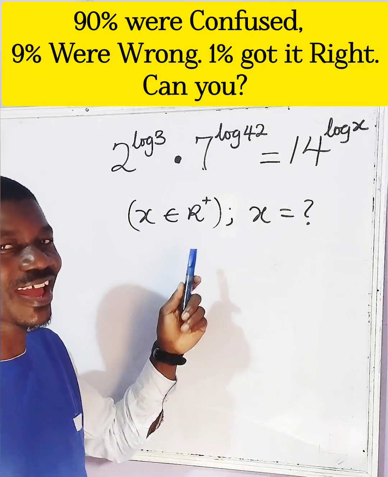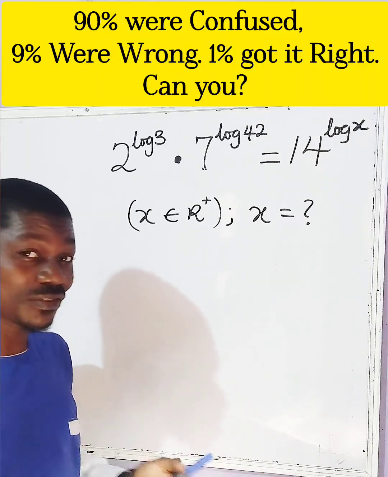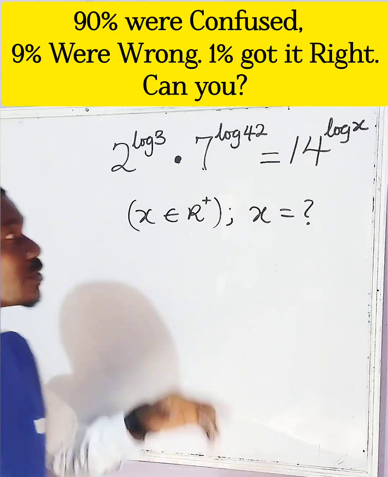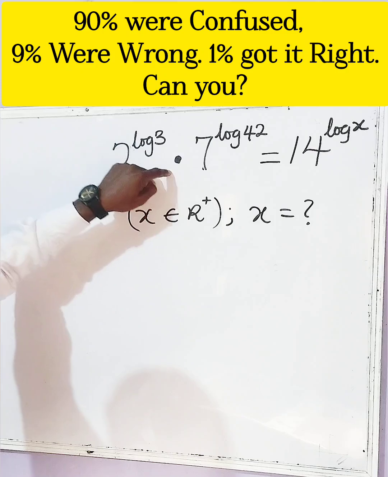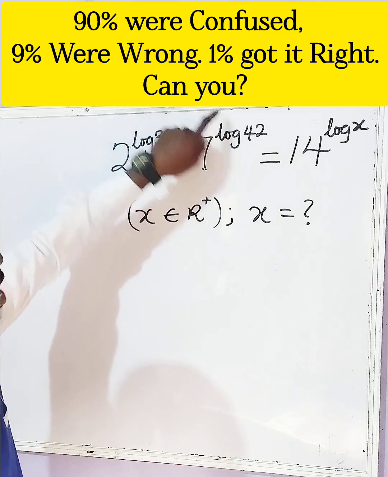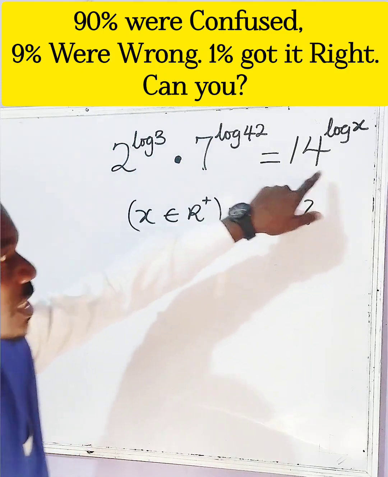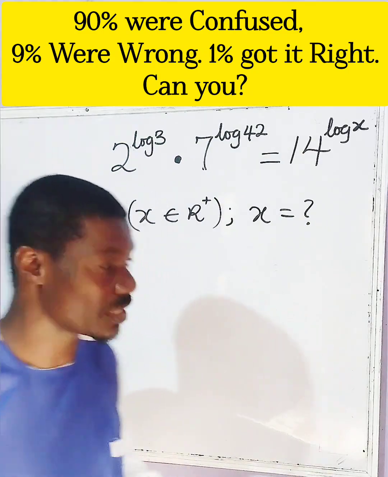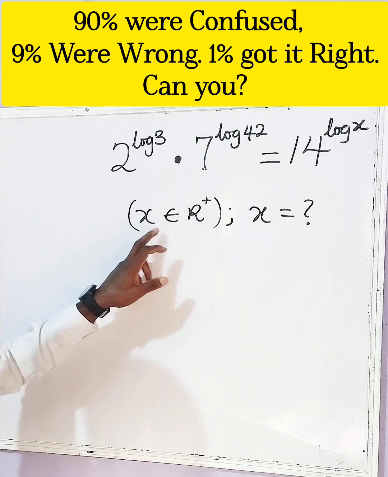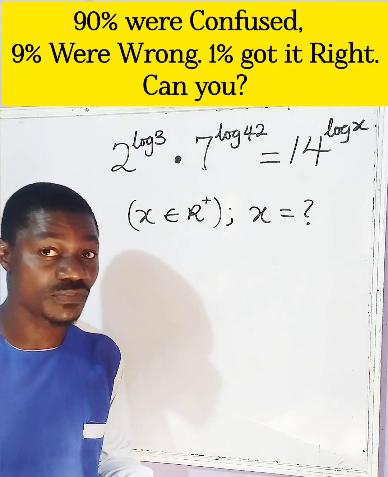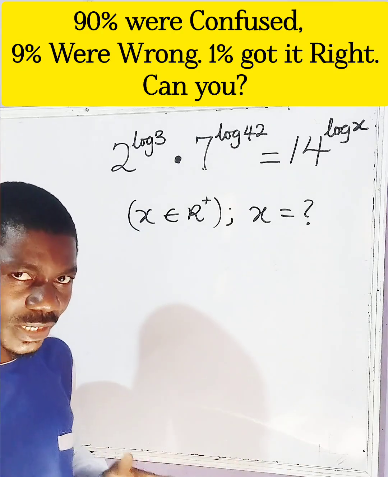How do you solve for x in this beautiful logarithmic exponential equation where 2 raised to log 3 times 7 raised to log 42 equals 14 raised to log x? Now, where x is an element of positive real numbers. Now, how then do we find this?